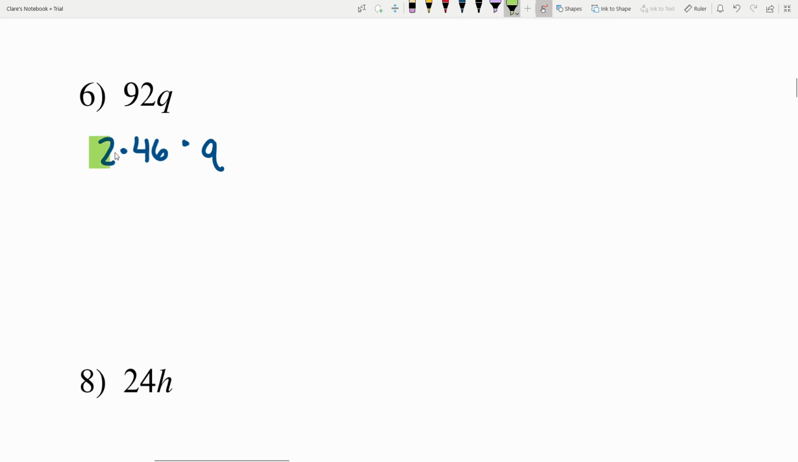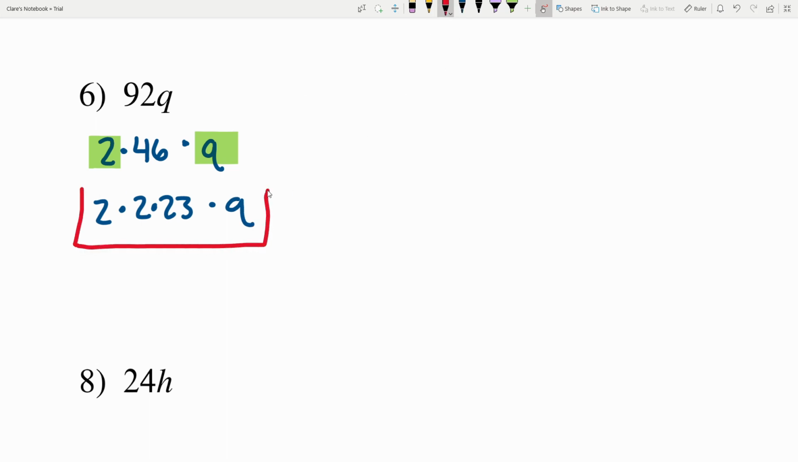Now, my 2 is fine because it's prime and my q is my variable, but 46 itself is divisible by 2. So 46 is 2 times 23. So if I have 2 times 2 times 23 times q, I have the prime factorization because 2 is prime and so is 23. So 2 times 2 times 23 times q is my solution in number 6.